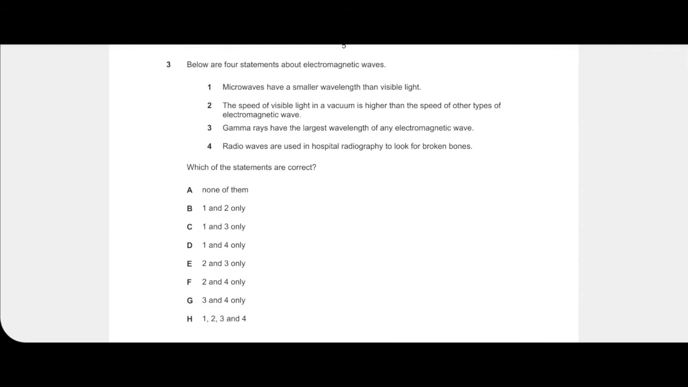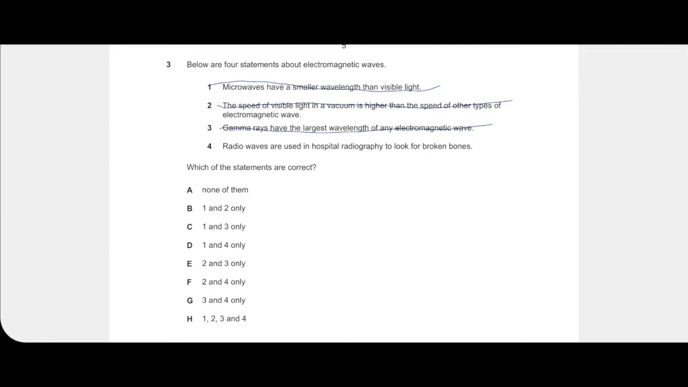So statement number 1, microwaves have a smaller wavelength than visible light. This is incorrect. Microwaves have a longer wavelength than visible light, so let's knock out number 1. Statement number 2, the speed of visible light in a vacuum is higher than the speed of other types of electromagnetic wave. This is false because the speed of all light is the same in a vacuum. Let's knock that out. Statement number 3, gamma rays have the largest wavelength of any electromagnetic wave. This is false. It has the smallest wavelength of any electromagnetic wave. Let's knock that out.